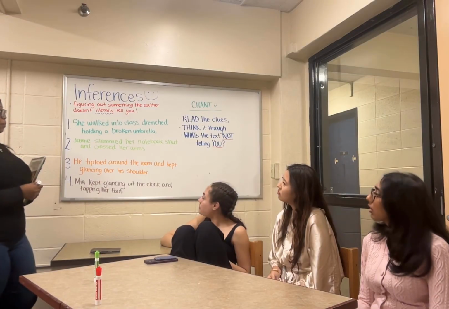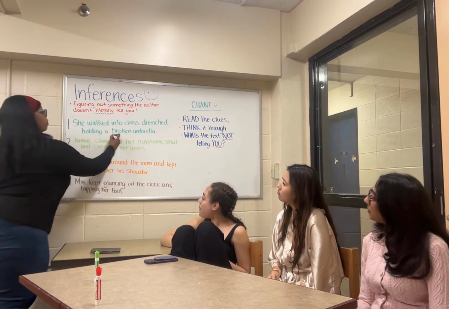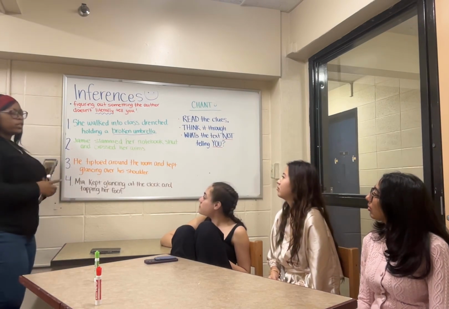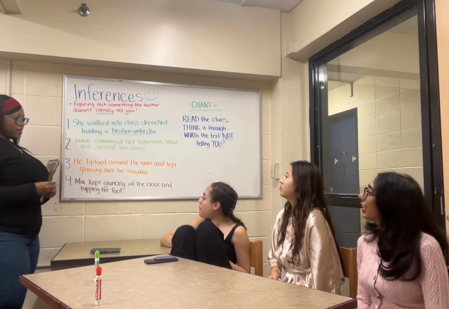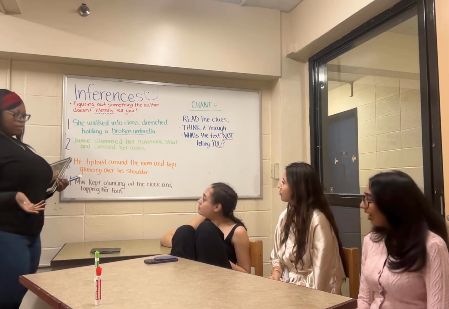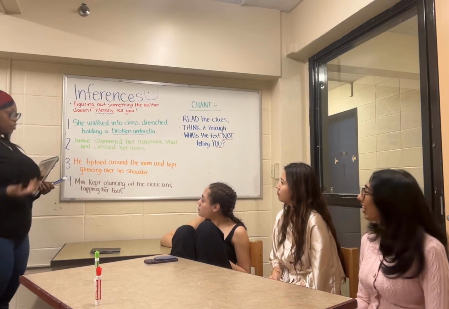But let's look a little bit deeper. So we also see that she's holding a broken umbrella. So what do we usually associate with umbrellas? When do we use umbrellas? When it's raining. Exactly. So we can infer that maybe on her walk to class it was raining, and that's why her umbrella is broken and that's why she's drenched.